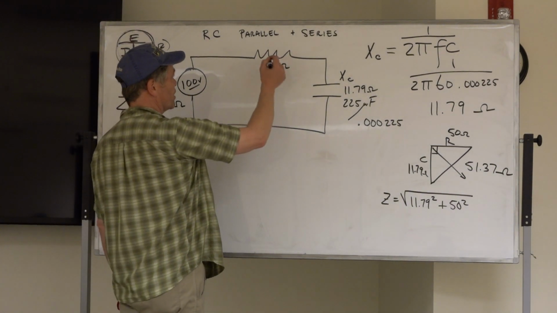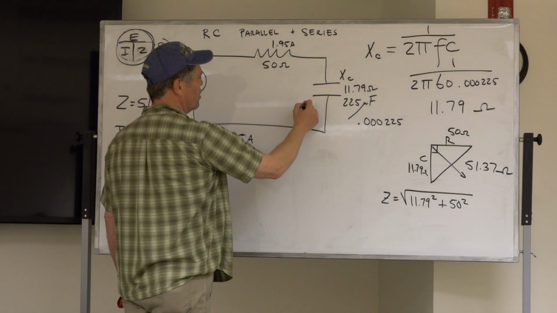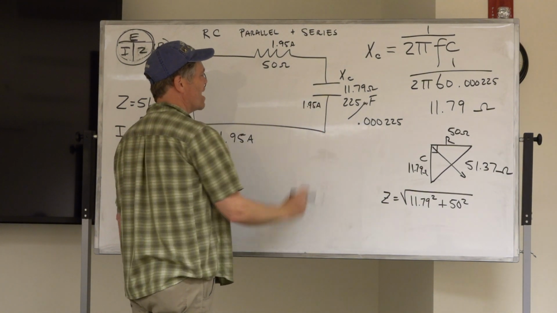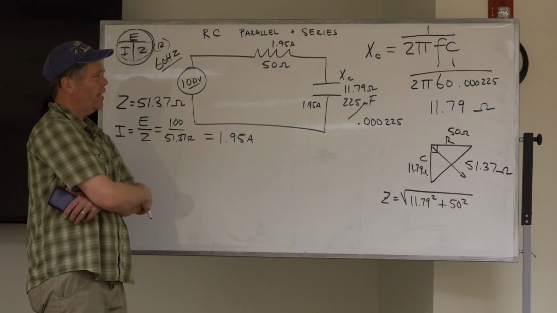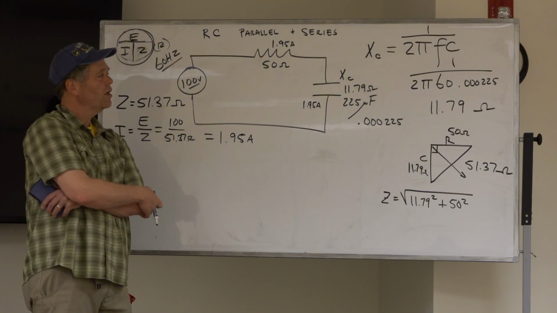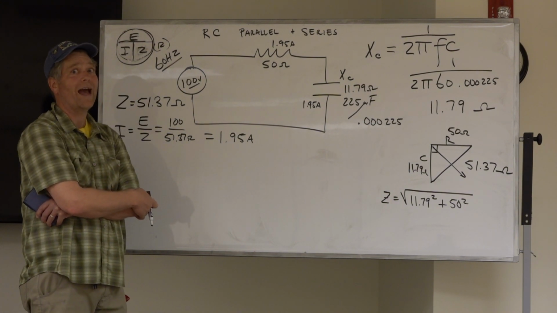Now, again, series circuit, I can apply that 1.95 amps here and the same 1.95 amps here. Now, here's a thing that people who are sticklers and or physicists or both will tell you is that I don't actually have 1.95 amps going through that capacitor.